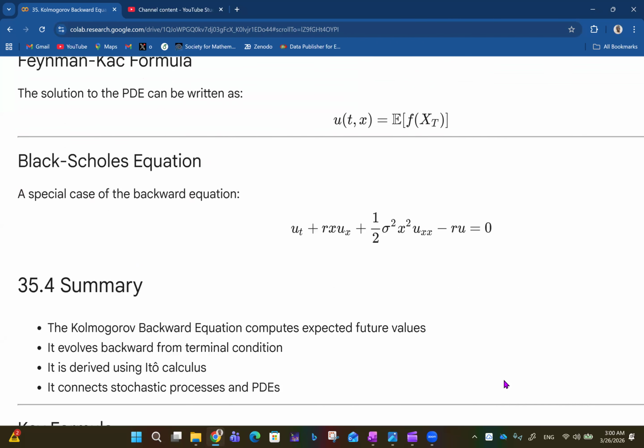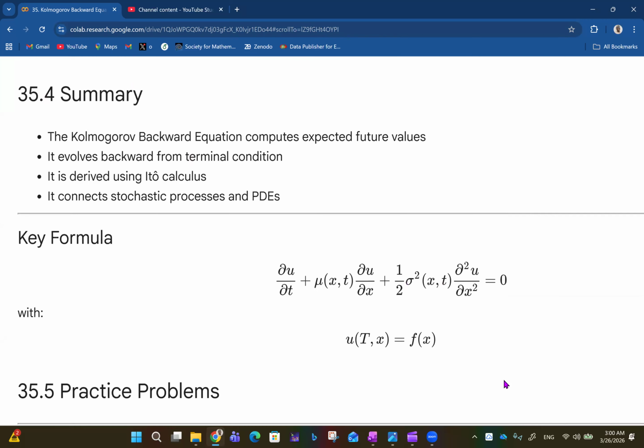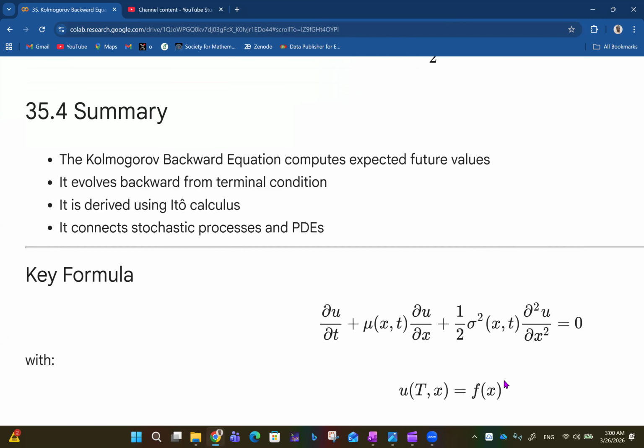So in summary, we see that the Kolmogorov backward equation computes expected future values, and it evolves backward from the terminal condition. It is derived using Ito calculus, and it connects stochastic processes and partial differential equations. And the key formula is this: ∂u/∂t + μ(x,t) ∂u/∂x + ½ σ²(x,t) ∂²u/∂x² = 0 with u(T, x) = f(x), like that.